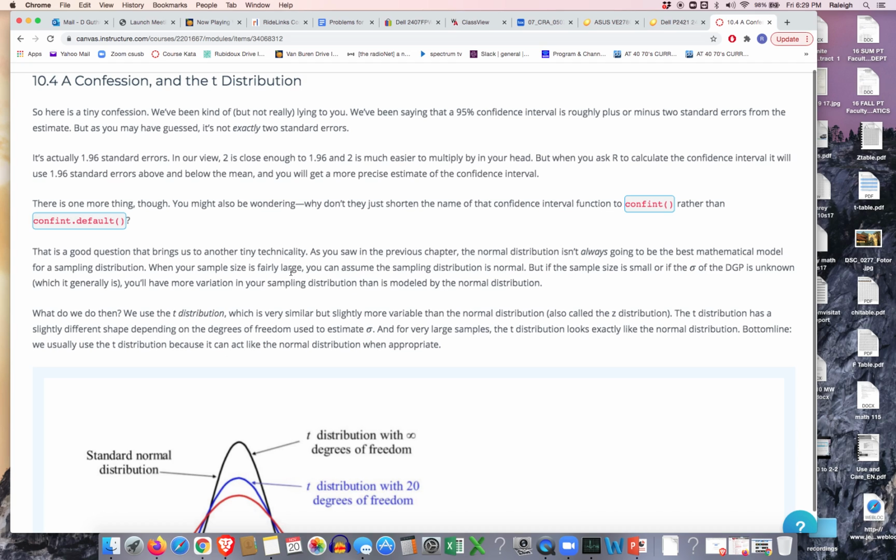But when the sample size is large, you can assume that the sampling distribution is normal. Now, what is large? Over 30, over 40, over 100, I don't know. But if the sample size is small, or if your sigma isn't even known and all you have is S, then we get into the classic case of what's called the t-distribution. You'll have more variation in your sampling distribution than Z can handle. The Z normal distribution won't be able to handle it all.